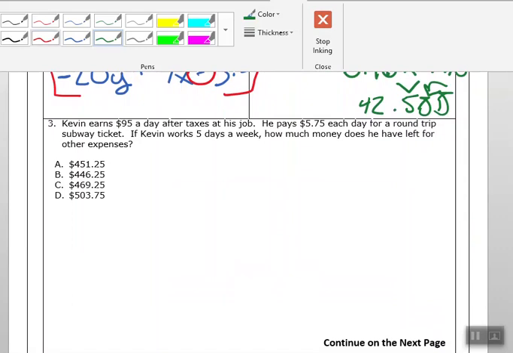Kevin earns $95 a day after taxes at his job. He pays $5.75 each day for a round-trip subway ticket. If Kevin works 5 days a week, how much money does he have left for other expenses? Okay, he earns $95 a day after taxes. And what we know that means is that this is what he takes home, okay? So you're going to learn when you guys start working that you're going to get paid a certain amount, but you're not taking all of that home because some of it gets taken out of your check for federal and local taxes.